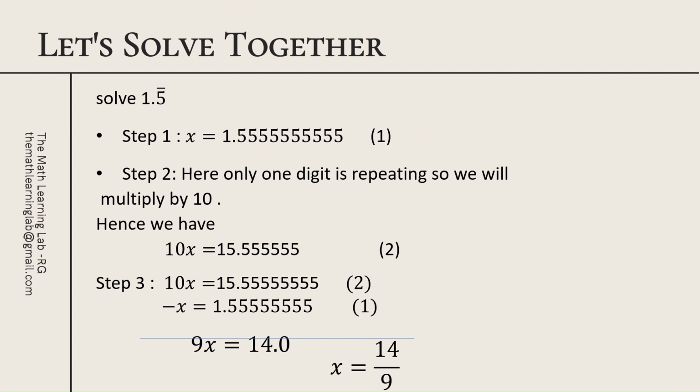At the end, I have 9x is equal to 14. Then x is equal to 14 divided by 9. You can check in the calculator. 14 divided by 9 is 1.5 repeating.